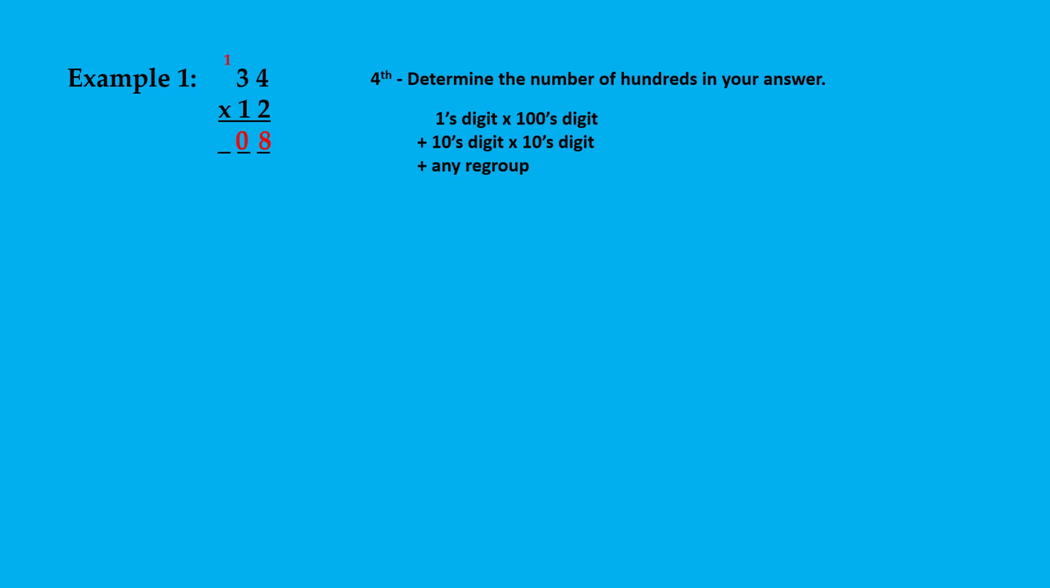Fourth, determine the number of hundreds in your answer. This will be ones digit times hundreds digit, tens digit times tens digit, plus any regroup. So ones times hundreds is 2 times 0 because there's nothing in the hundreds, plus 1 times 3, which is 3, plus regroup of 1, we get 4. Place 4 in the hundreds place of your answer, and we are done. So this answer is 408.